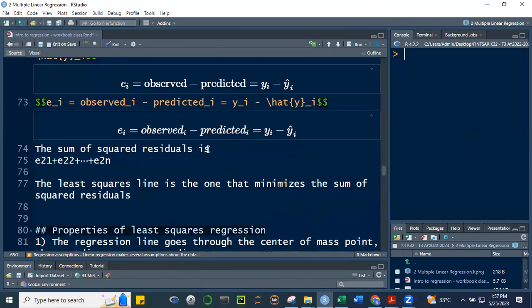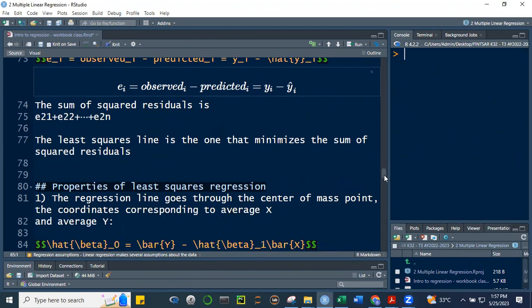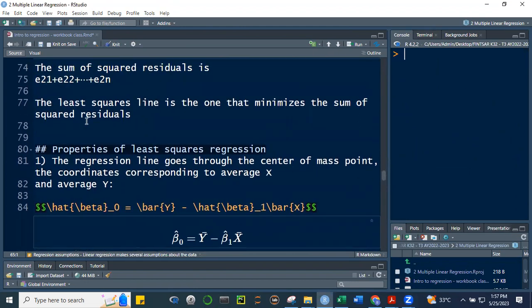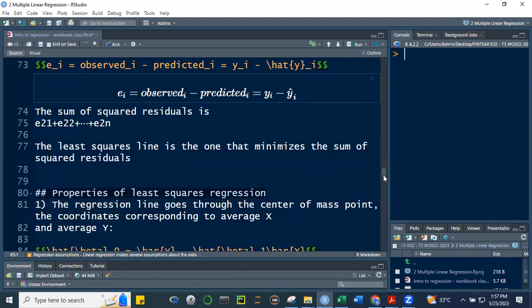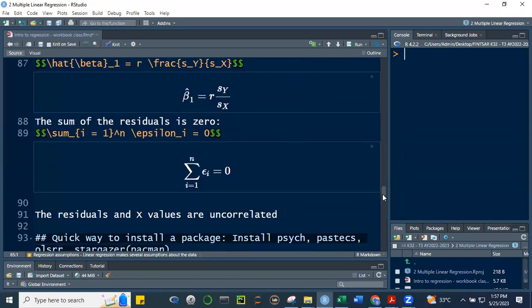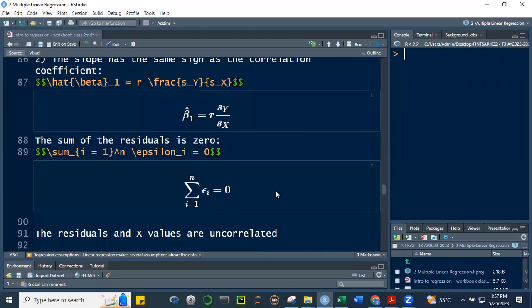Okay, ito yung sinasabi ko, di ba kanina? Observed minus predicted. Okay, thank you. So, the least squares line is the one that minimizes the sum of the squared residuals. Okay, so that's very important, no? Kasi, alam natin, I think ito sinabi ko dito. So, I'll explain this now.